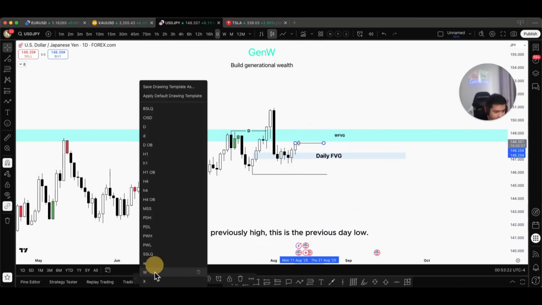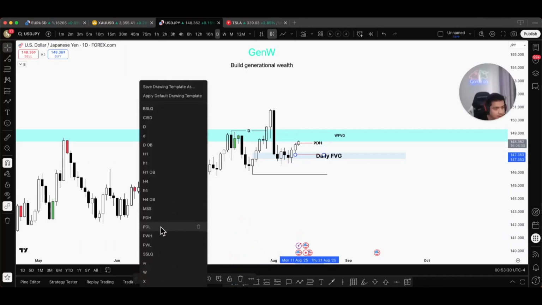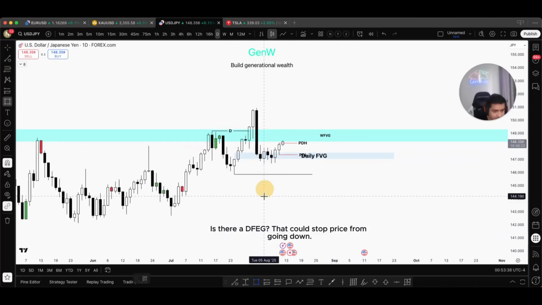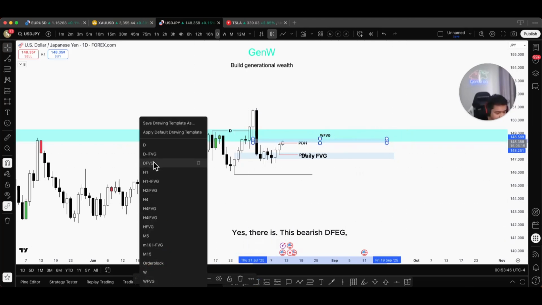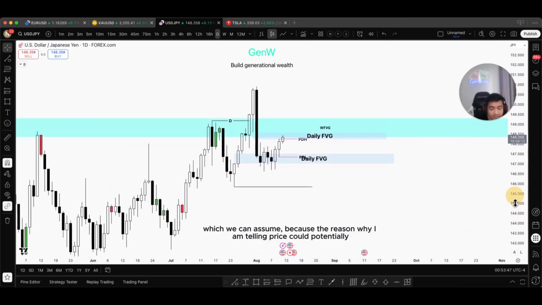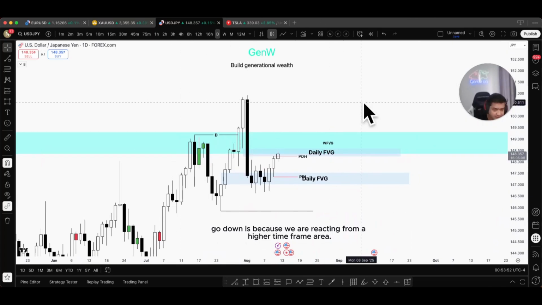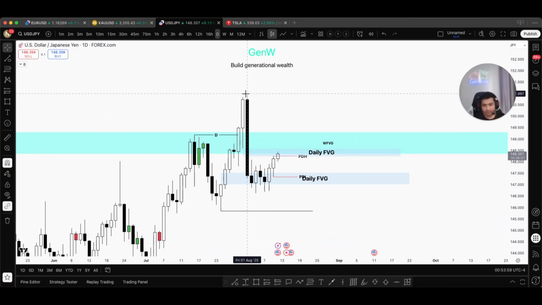Now if we look at the PDH, this is the PDH, previous day high. Price actually had to go down, but it is not. It is reacting off DFVG. Is there a DFVG that could stop price from going down? Yes, there is this bearish DFVG, which we can assume, because the reason why I'm saying price could potentially go down is because we are reacting from a higher time frame area. So I'm not so interested in long.